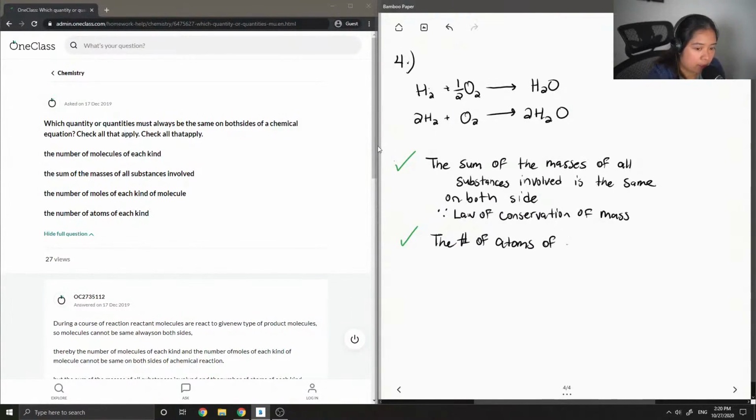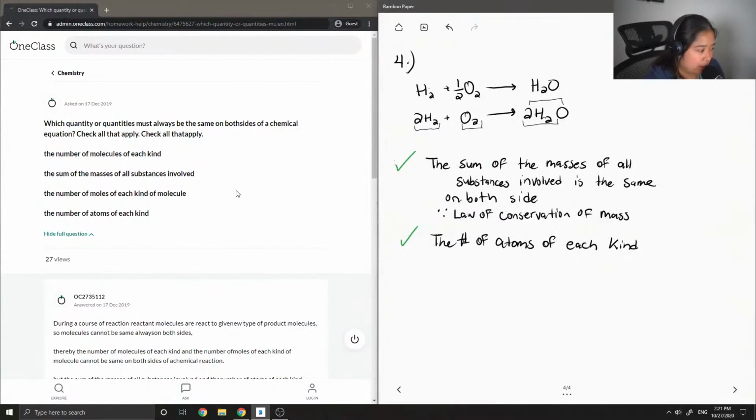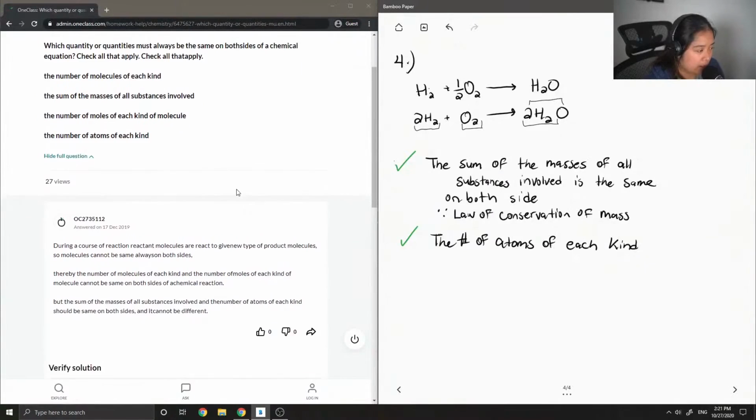So this is why we balance equations. For this case, since I have 4 hydrogens on the left, I need to have 4 on the right. I have 2 oxygens on the left, I need 2 oxygens on the right as well. So that needs to hold for both sides.